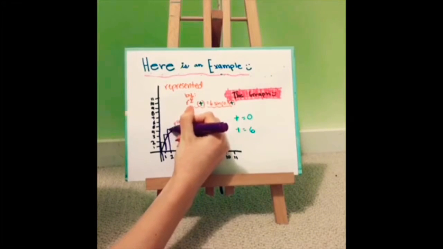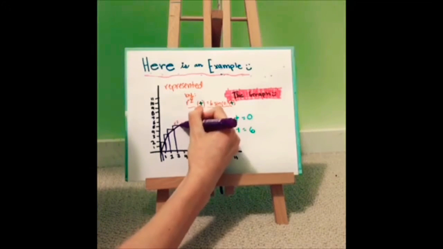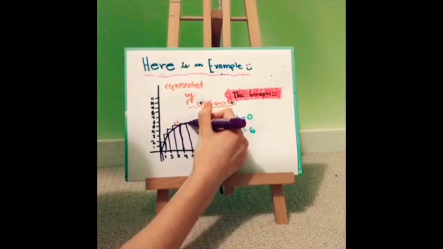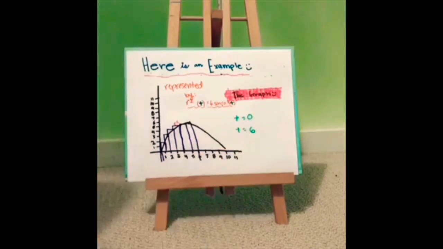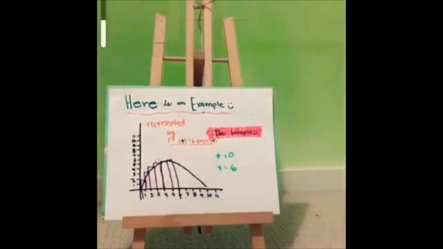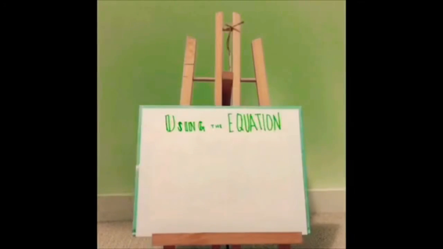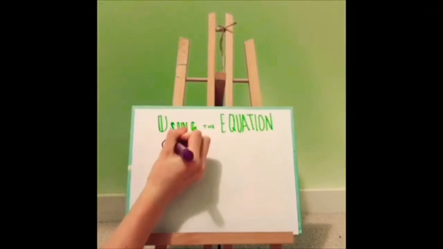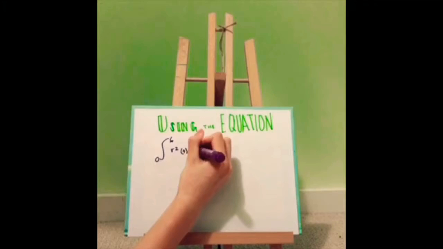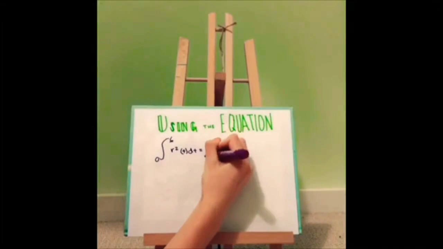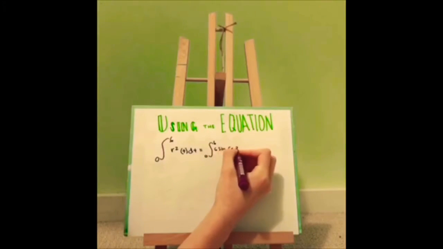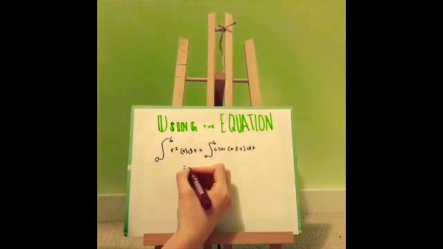For example, we are trying to find how many liters there are in 6 minutes inside the hot tub. The purple lines show where we will need to find. We will now use the equation to find out how many liters are in the hot tub in 6 minutes. We'll be plugging in 6 and 0 for A and B. Then we will put in the equation for the graph as well as dt.